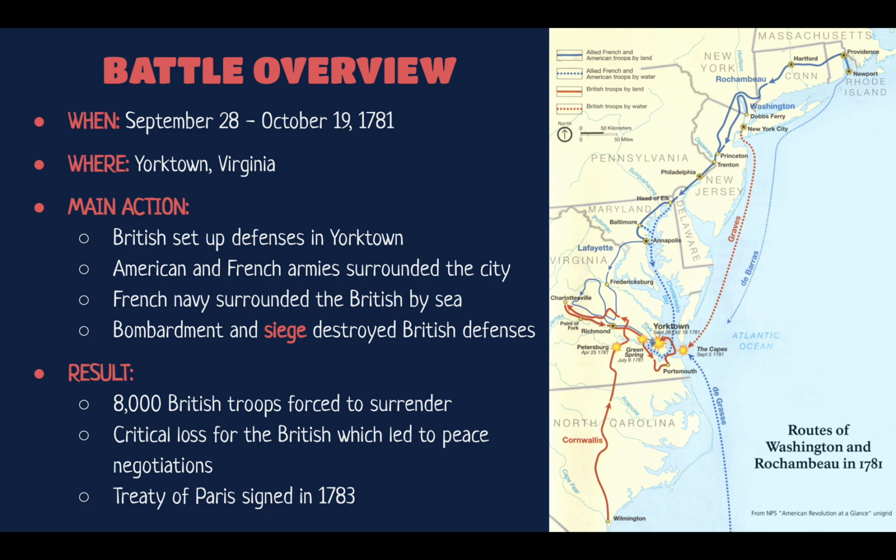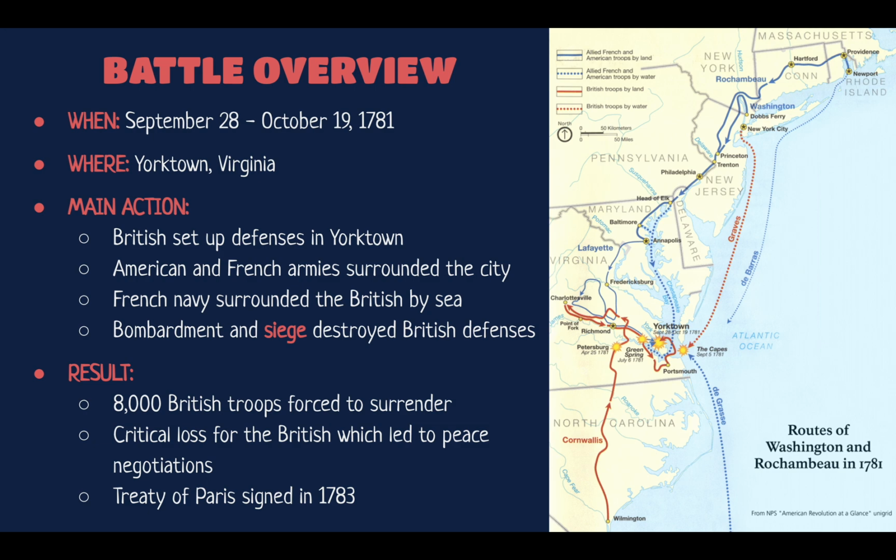All right, so an overview of the battle. It began in September of 1781 and lasted about 3 weeks. It took place in Yorktown, Virginia, which you can see on the map here is this port city in Virginia.